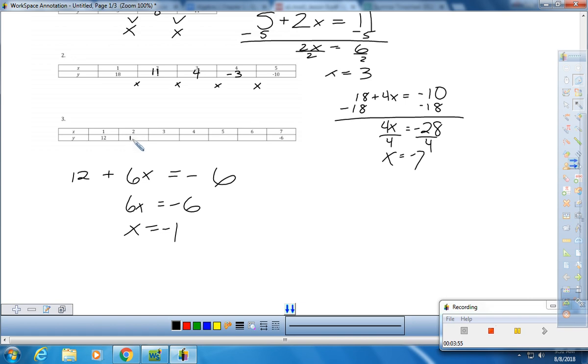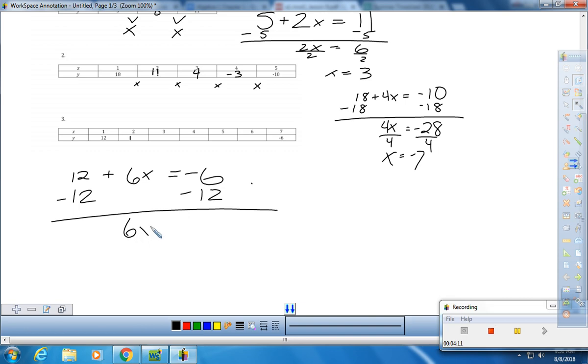Uh-oh, that's not right. Whoops. I didn't notice that this was a negative 6. Let's do it again. Subtract 12. This is what happens when you get a little bit arrogant and do math in your head. Negative 3. So, 12 minus 3 is 9, minus 3 is 6, minus 3 is 3, 0, negative 3. I like it. Moving on.